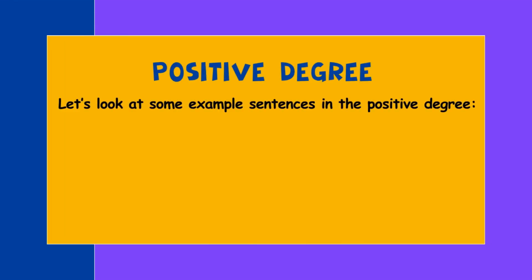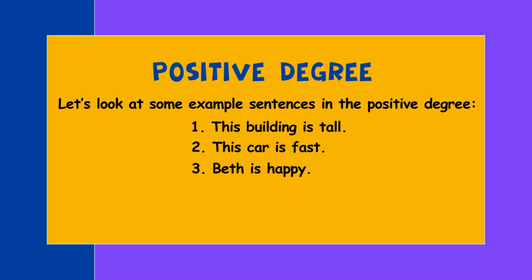Let's look at some example sentences in the positive degree. This building is tall. This car is fast. Beth is happy. This road is long. Today is cold.